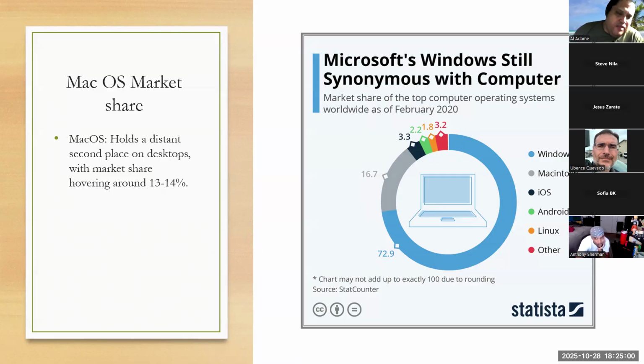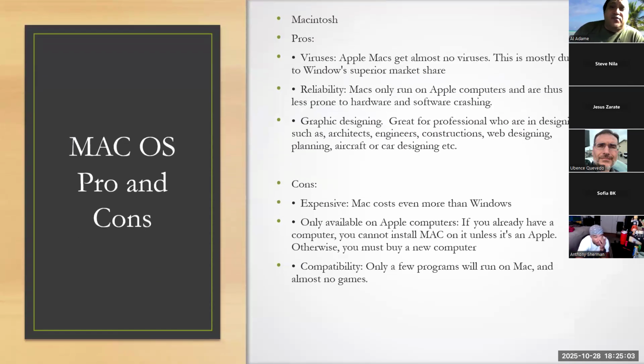So we'll move on. Some pros and cons about Mac. If I'm going too fast, please let me know. I can slow down. So pros. I don't agree with the first one anymore. Viruses: Apple Macs have almost no viruses. This is mostly due to Windows' superior market share. That was true at a certain point in time, but there have been viruses that target Macs now.